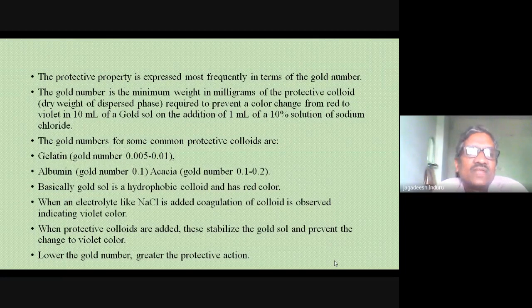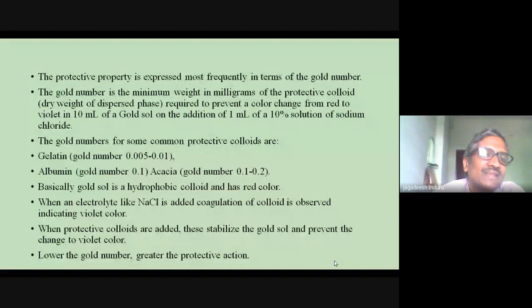This is a GPAT question. Whenever you are adding these polymers, they have a dual role. When you add acacia or gelatin, it acts to improve the viscosity, so that prevents the settling, and it also enhances the protective action through a concept called gold number. In this particular case, the gelatin gold number is 0.005 to 0.001 mg, which is necessary to protect 10 ml of gold solution.